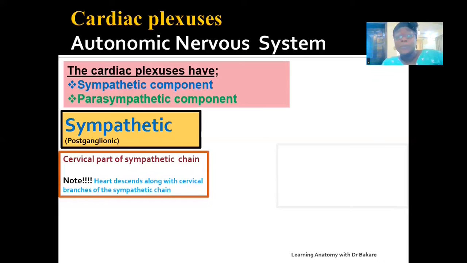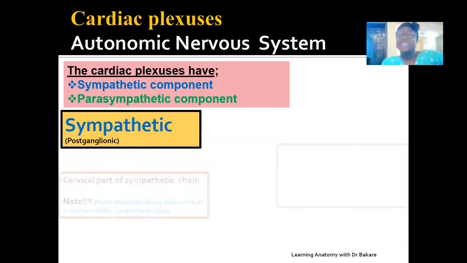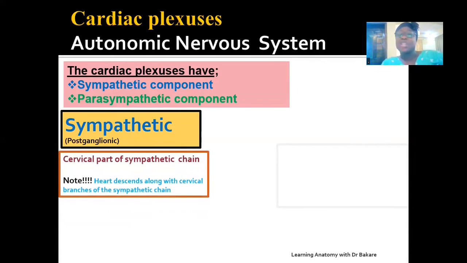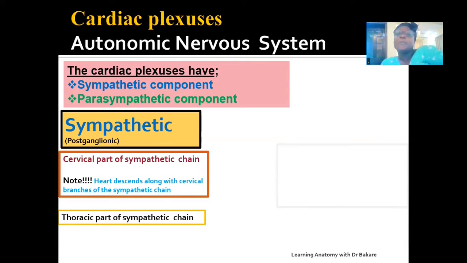The sympathetic component of the cardiac plexus is received from the cervical part of the sympathetic chain. The cervical part of the sympathetic chain, because we know that during the development of form, the heart develops somewhere around the cervical region. And as development proceeds, it tends to descend down. So it tends to carry along the innervations around that region. And that is why we have the cervical part of the sympathetic chain also contributing to the sympathetic component of the cardiac plexus.